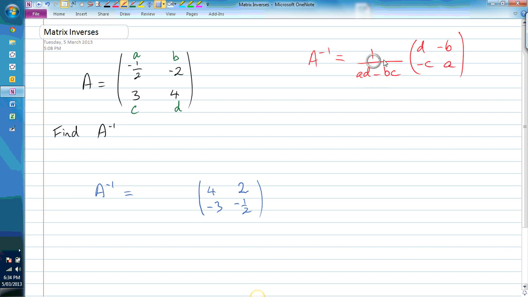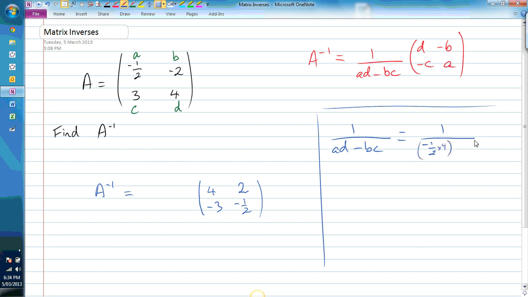And finally I need to work out the constant term out the front. We can do that to the side if we like. 1 on AD minus BC. Well, A is negative 1/2. D is 4. So we're going to multiply them together and subtract B times C. B is negative 2. C is 3.